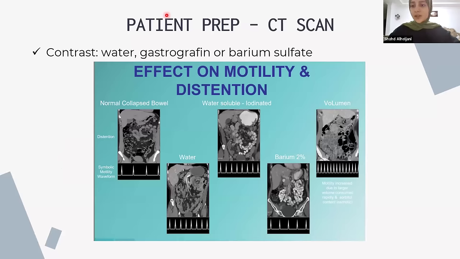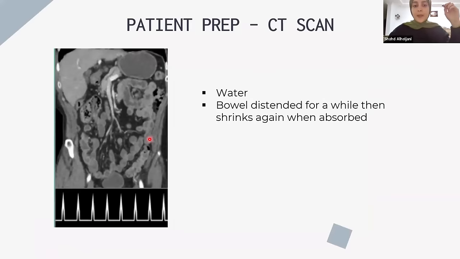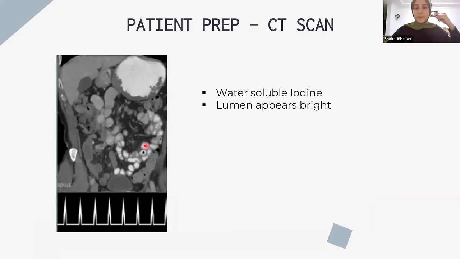Now we can see the images here. They're basically different contrasts given to the patient to visualize the bowel. So here, this is a normal collapsed bowel. We'll take them one by one. So here you have no contrast, and you can see that this is just a normal bowel. You have nothing added to it. Now, if you give the patient water, this is what you're going to see basically on the CT. The bowel will be distended for a while, then shrinks again because the water is getting absorbed.